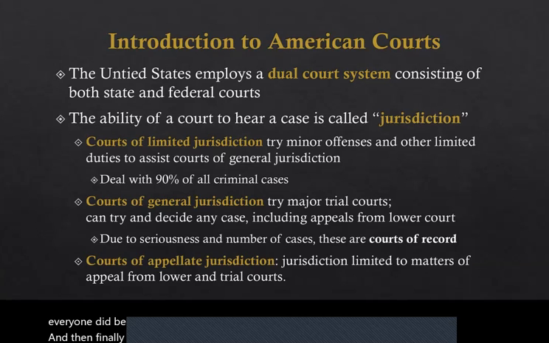Appellate jurisdiction is limited to matters of appeal from lower and trial courts, right? So I say lower and trial courts. Usually, if we're going to a court that has appellate jurisdiction, we're talking about a decision that was made in the court of general jurisdiction and any lower courts. So if it's a state Supreme Court, it has appellate jurisdiction over appeals from the state court of appeals. So that's what we mean when we're talking about a lower court.